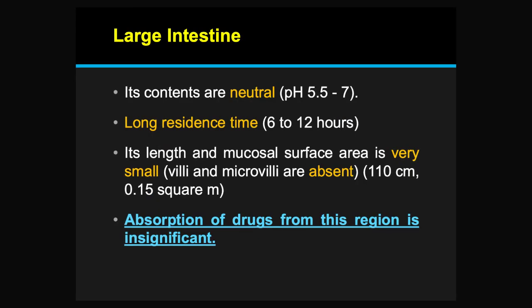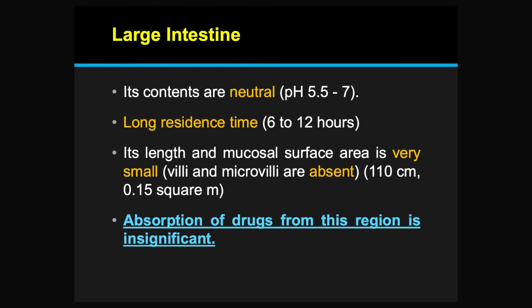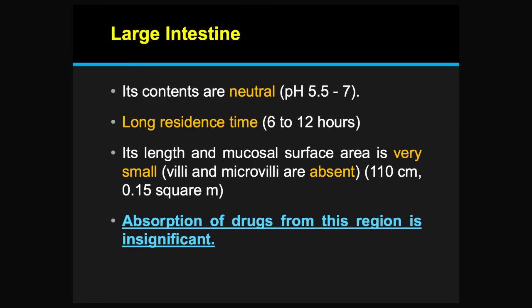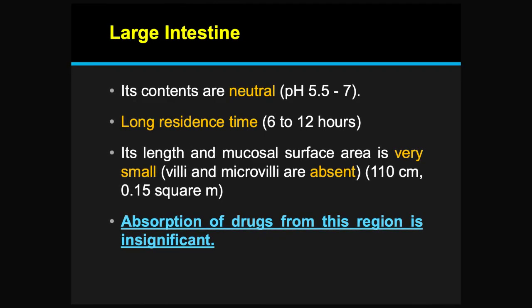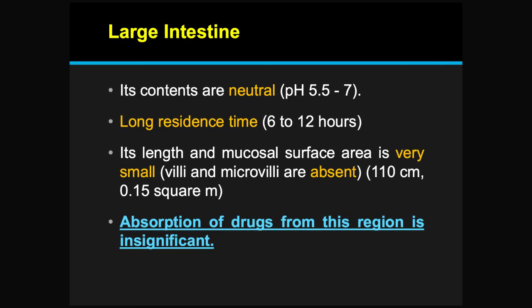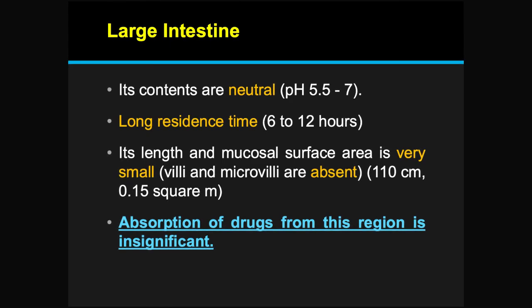Despite a neutral pH of 5.5 to 7 and a remarkably long residence time of up to 12 hours, why does the large intestine fail as an absorptive organ? The critical limitation lies in the complete absence of villi and microvilli, which collapses the total mucosal surface area to a mere 0.15 square meters.